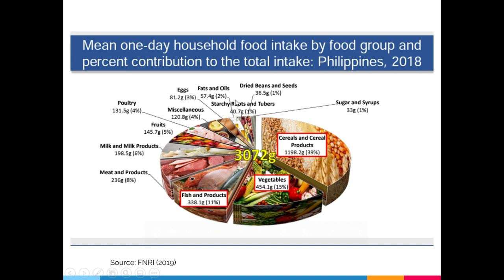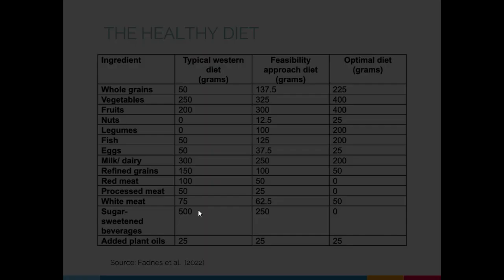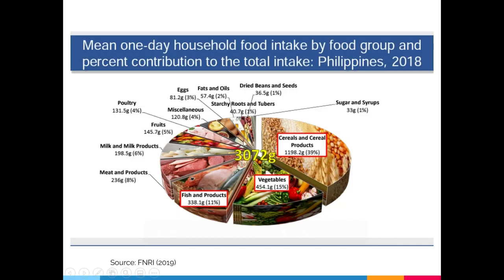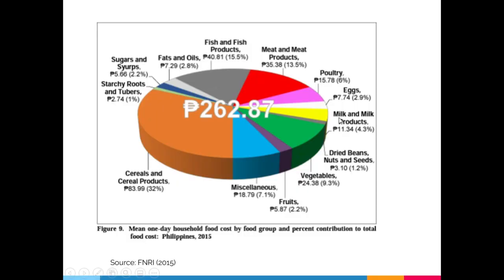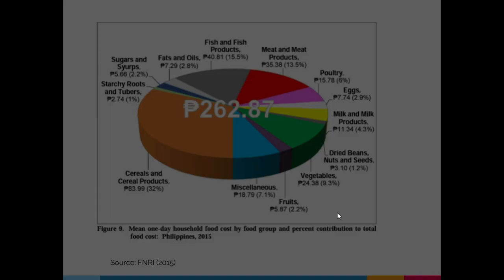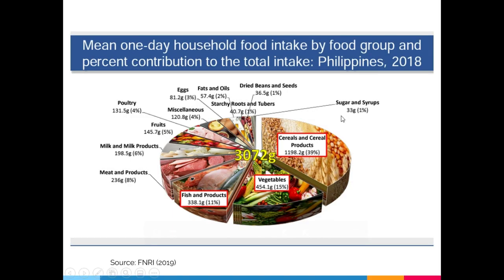Ang fish, let's see if na-meet na tong sa fish. Fish is 338.1. I think nalabwan na ta. Ang fish 200 lang, but it's okay. What about sweets kanang sugar? 33 grams. I think nilapas na ta. Okay, zero ba yan? Then 33 grams ang atong gina-take. Okay? So, an average Filipino person consumes these foods. Okay?